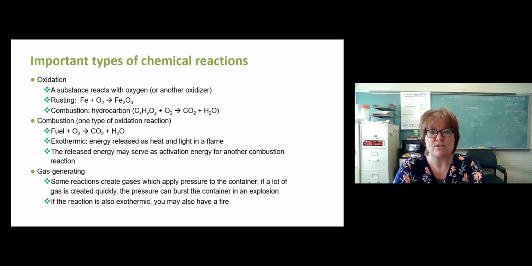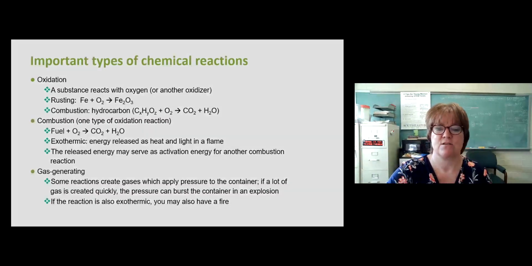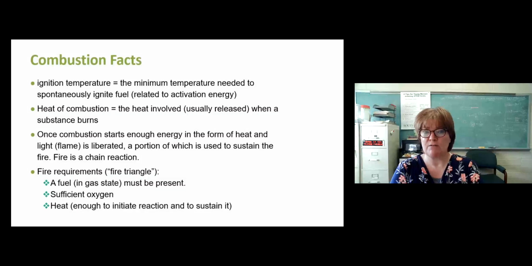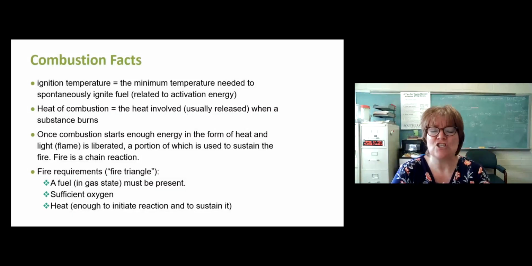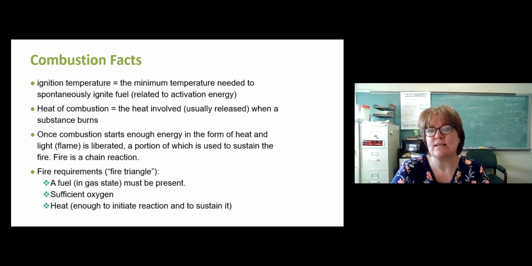So if a reaction is also exothermic, you may also have an explosion with a fire. So we're going to see all these kinds of things in this chapter. A couple of combustion facts and vocabulary terms. We have something called an ignition temperature. This is the minimum temperature needed to spontaneously ignite the fuel. So this is kind of related to its activation energy. It's not going to happen at any old temperature, so there's an ignition temperature.